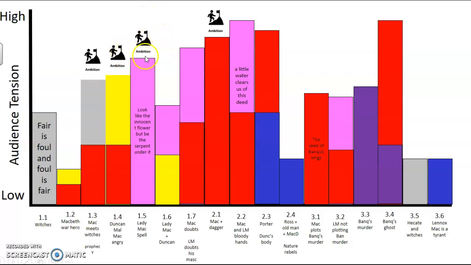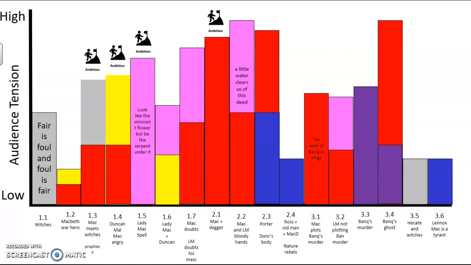Act 1, Scene 5 literally references ambition. Lady Macbeth literally says something about ambition, doesn't she? She's not without ambition, but without the illness should attend it. And then in Act 2, Scene 1, Macbeth also talks about his own ambition, describing the vaulting ambition that he feels. So ambition is important in the play until Duncan's dead. And after that, it's not about ambition, it's about protection.